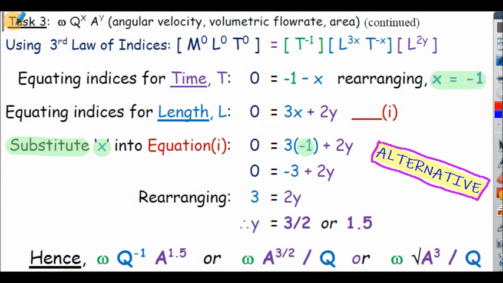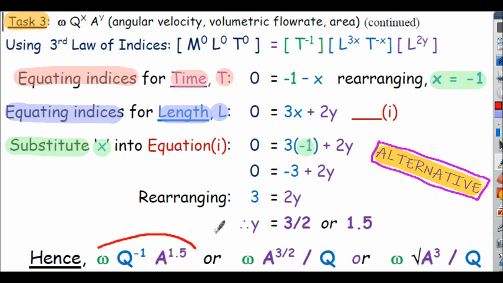And purely for reference, here's task 3 showing an alternative solution. In this case, we actually equate the indices for time, T, first of all, and then equate the indices for length, L. Obviously, the final solutions are the same.